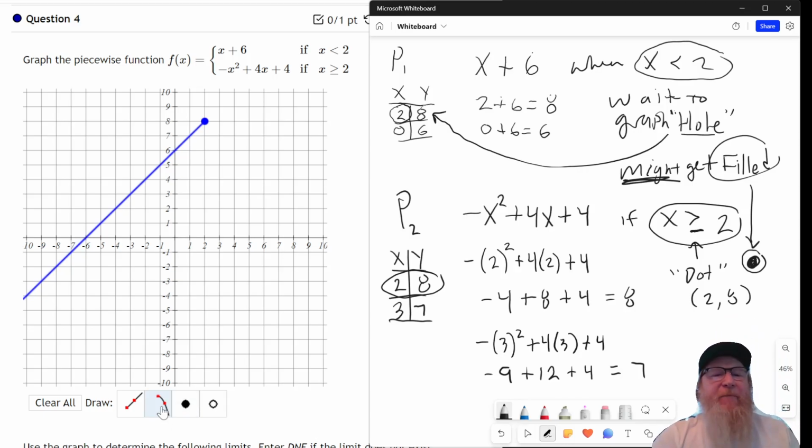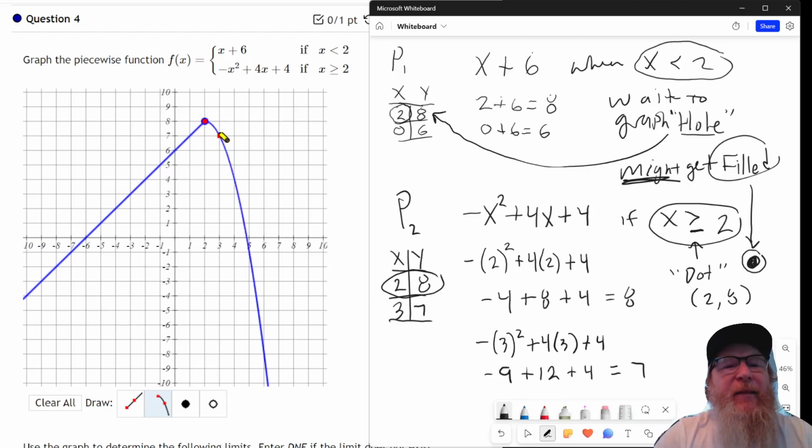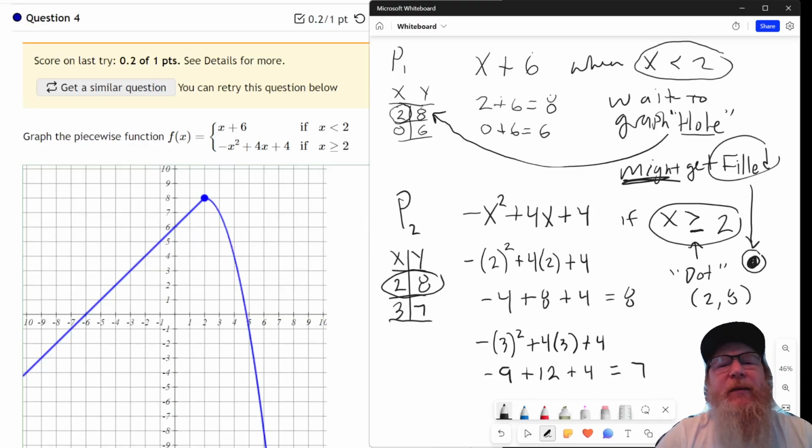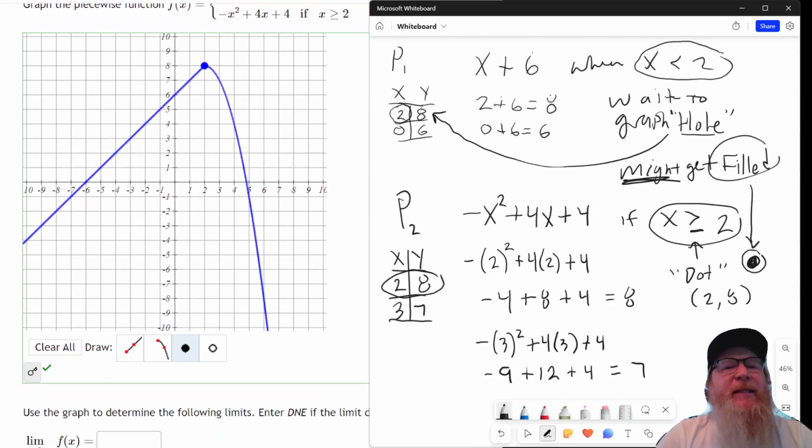So over here on my half parabola, I do have to start at the dot that I just plotted. So put another dot there. I know it seems redundant, but you'll see why when I'm done. And so that's going to be 2 comma 8 and then 3 comma 7. And submit. And it's green. Now I only got partial credit because I didn't finish the question, but I did get a green check on the graph, and then now I can determine the limits.